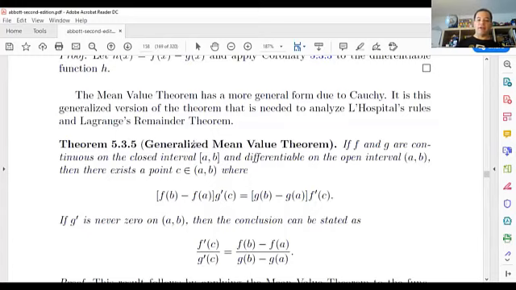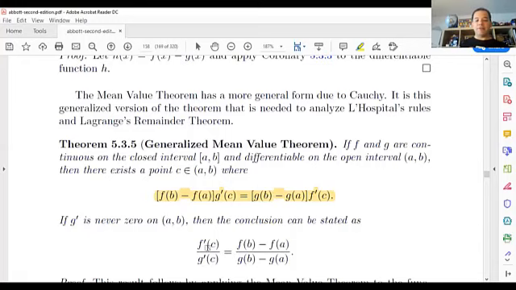It says if you have f and g continuous on the closed interval, differentiable on the open interval (a, b), then there is a point c that satisfies this kind of neat symmetrical expression, right? You have f of b minus f of a, so the difference of the f's, times the derivative at this point c of g, equals the difference in the g's times the derivative of f at that point c, right?